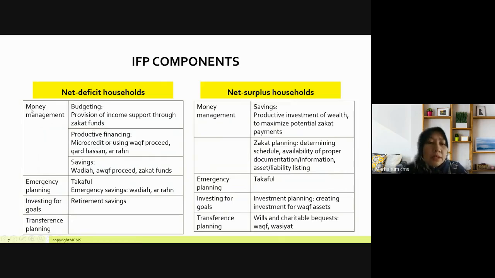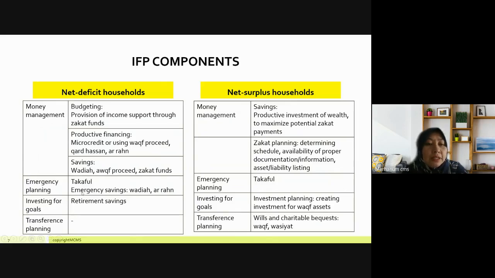Okay, and then all of us also need to have emergency planning. So Takaful comes in this part. Okay, emergency planning. We have to plan for the emergency. The deficit household also needs to plan for the emergency. So in Takaful we have very low contributions, which we call micro takaful, which doesn't require us to pay a very expensive contribution. So the deficit household also needs to plan for takaful.